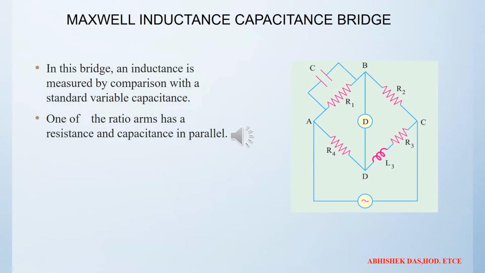Now we need to know the Maxwell inductance capacitance bridge. This is the Maxwell inductance capacitance bridge, as you can tell from the name. You can also understand that from this bridge we can calculate the unknown inductance and capacitance value, and the procedure is the same as the Maxwell inductance bridge. In this bridge, the inductance is measured by comparison with a standard variable capacitance. One of the ratio arms has a resistance and a capacitance in parallel.